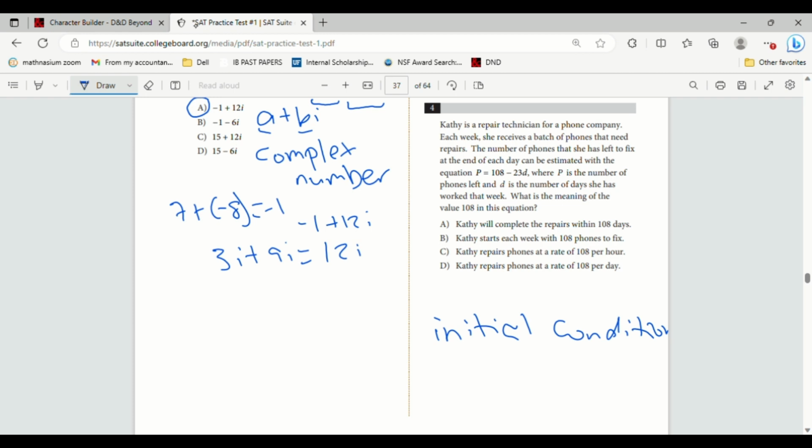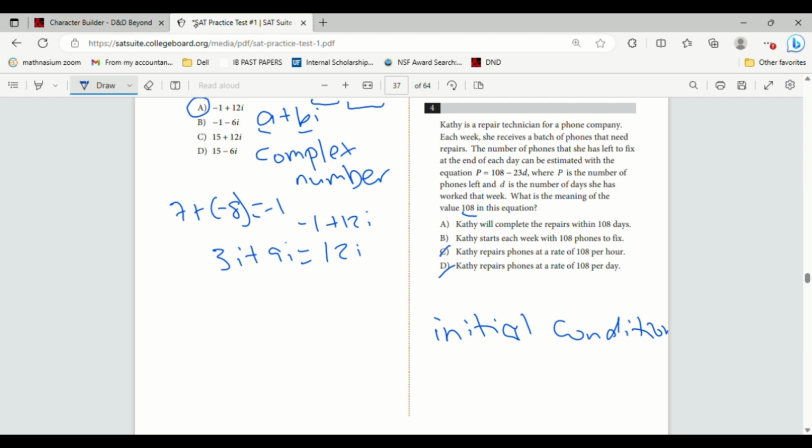And so in this case we can see that 108 does not have a variable attached to it. And so that means that that term cannot change. So it's not a rate, which immediately eliminates choices C and D.